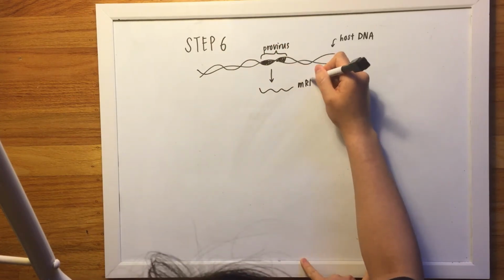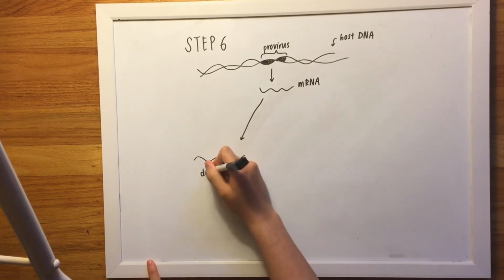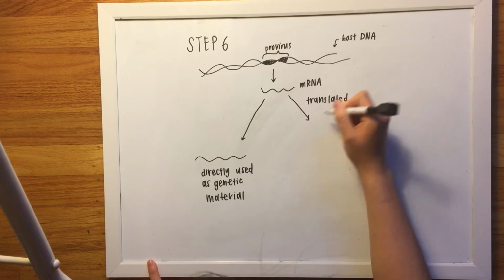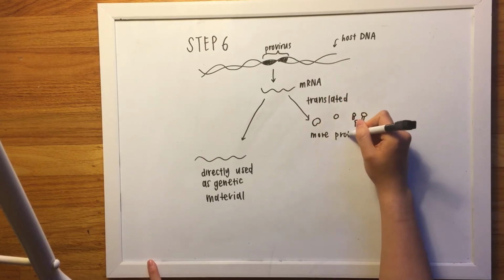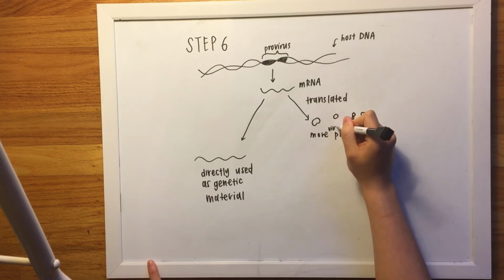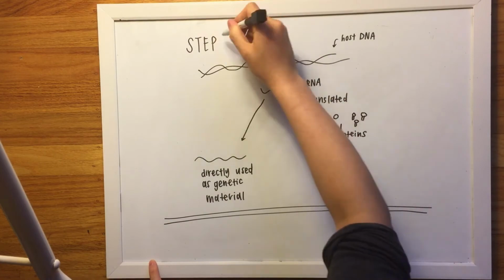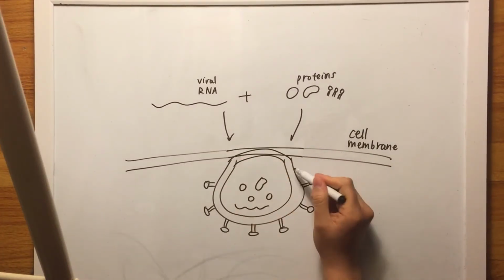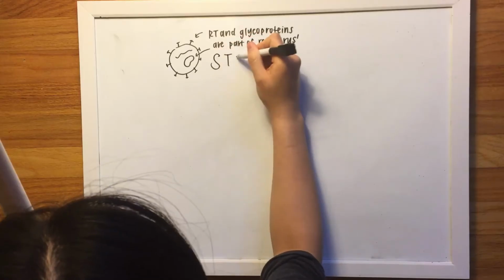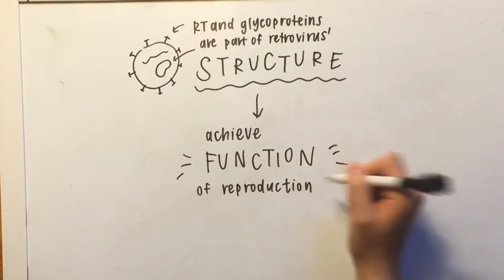Some of this mRNA is used as the genetic material for the next generation of viruses, and the rest is translated into viral proteins such as envelope glycoproteins or RT itself. The viral RNA and proteins are then transported to the cell's plasma membrane, where they are assembled into a new generation of viruses that can bud off and spread to other cells. RT allows retroviruses to infect the host cells, whose resources they need to survive, thus achieving their goal of reproduction.